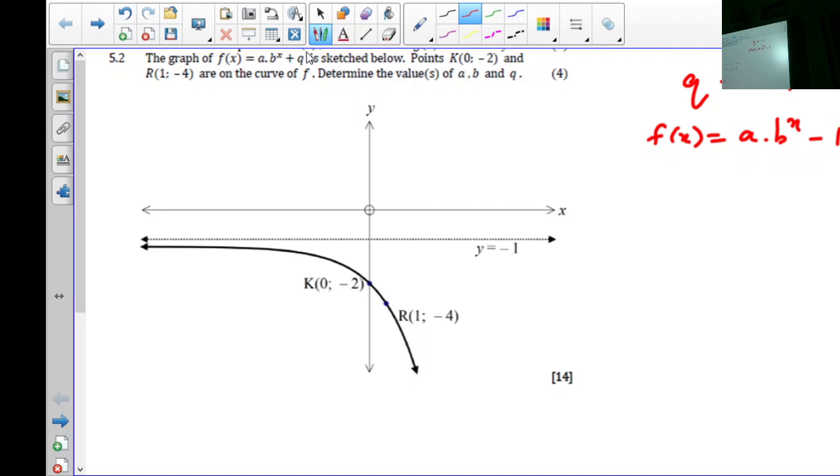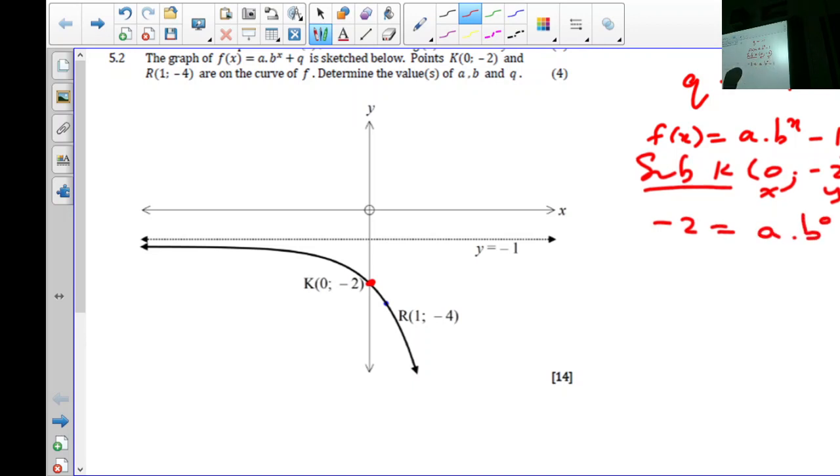Then to calculate your a and your b, we are going to start off with k. You could have started with r, no problem, it's just a bit easier to start off with k. So you will substitute k, which is 0 and minus 2. Remember, that's an x and a y. So f of x is a y, so negative 2 is equal to a times b to the 0 minus 1. Anything to the power 0, of course, is 1. We take that over. It becomes minus 2 plus 1 is equal to a. So a is negative 1. So there's your q, there's your a.